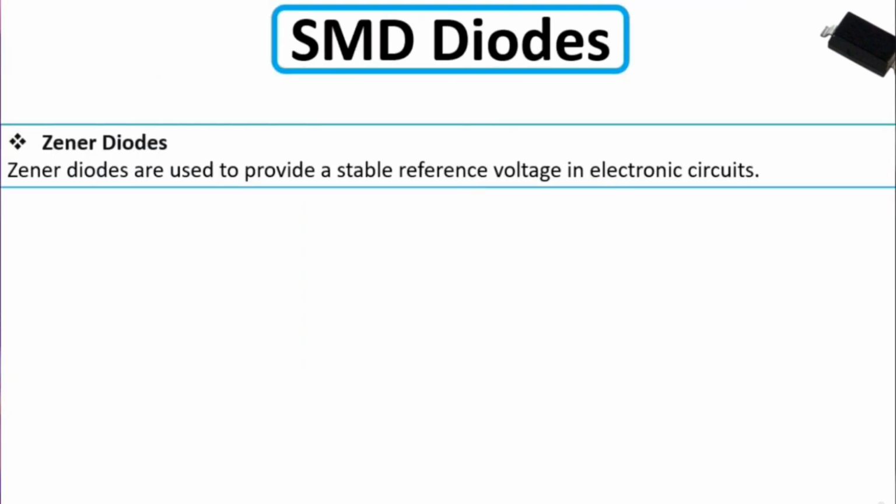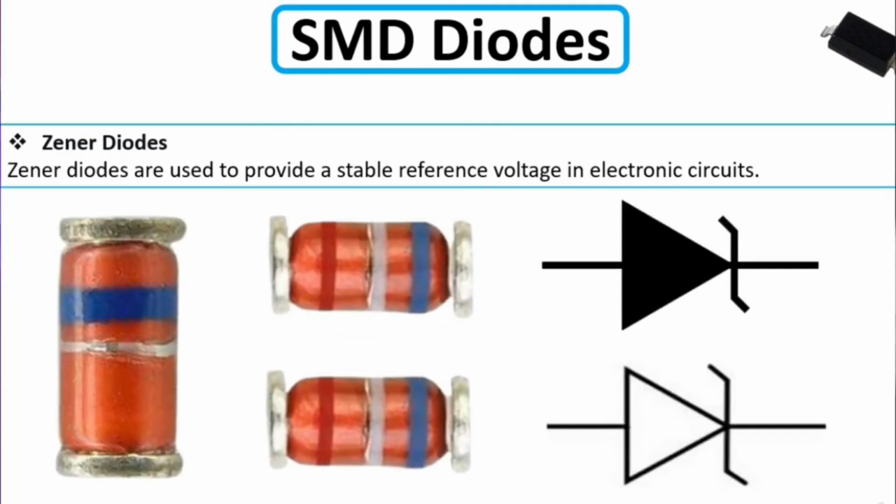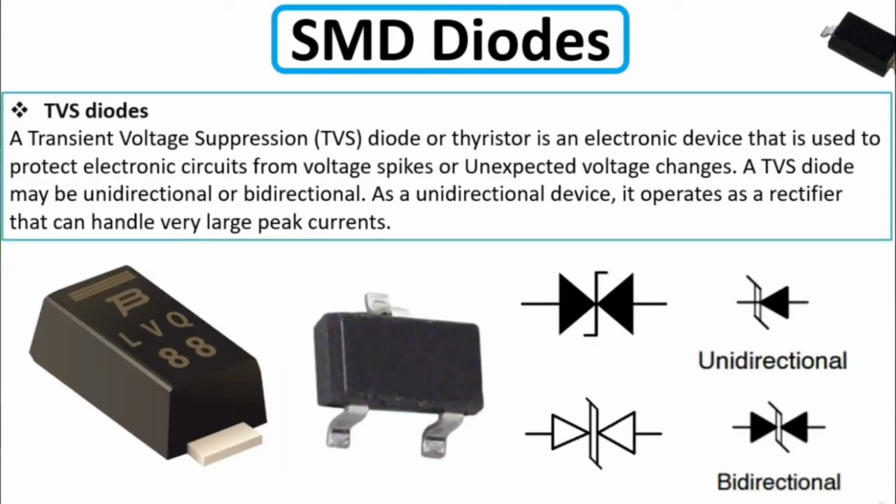Zener diodes are particularly noteworthy as they provide a stable reference voltage, which is vital in numerous electronic applications. Familiarity with their unique symbols is essential for accurately identifying their roles within a circuit. In addition, transient voltage suppressor (TVS) diodes act as rectifiers, adeptly managing large peak currents. Their functionality is crucial in protecting sensitive electronic components from voltage spikes.